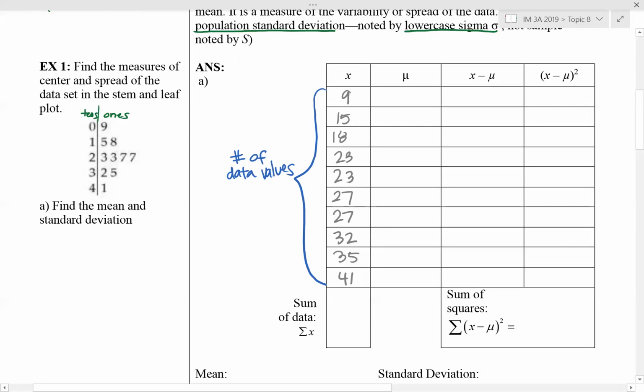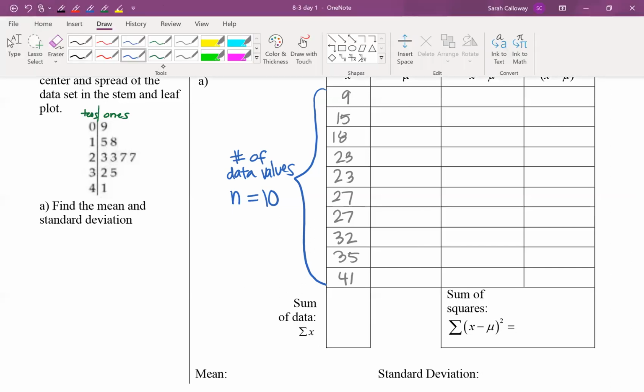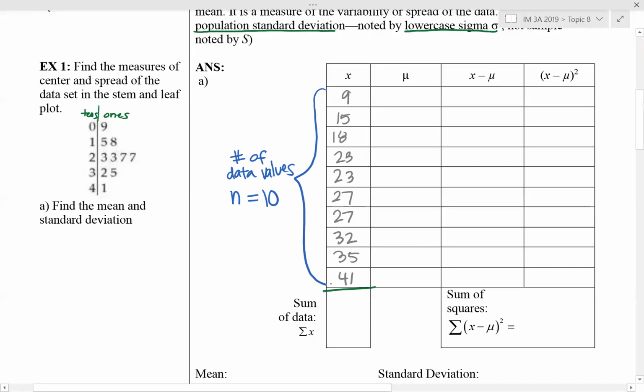And so if I look at these, there are 10 of those. So that means that for the purpose of this problem, n is going to be 10 because I was given 10 data points to use in this analysis. So what I'm going to do next is find the sum of the data values so that I can then find the mean. So what this means is that I'm going to add these numbers together.